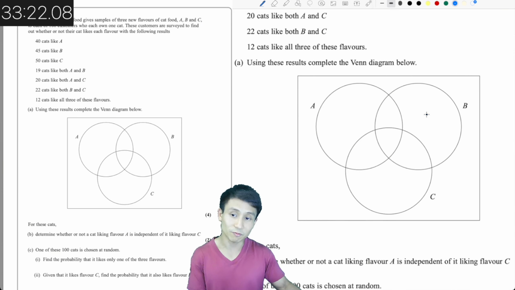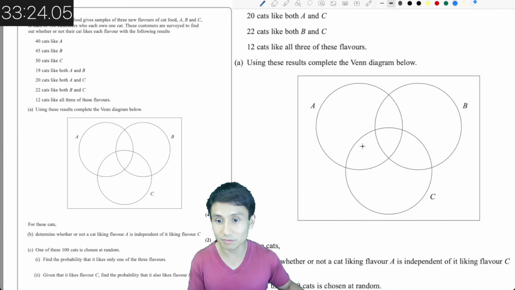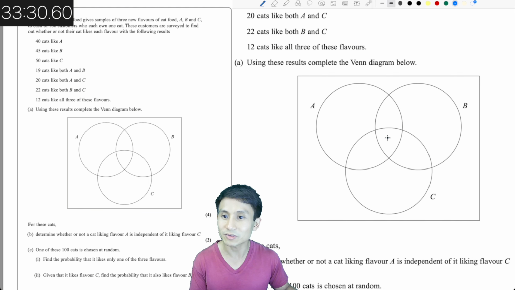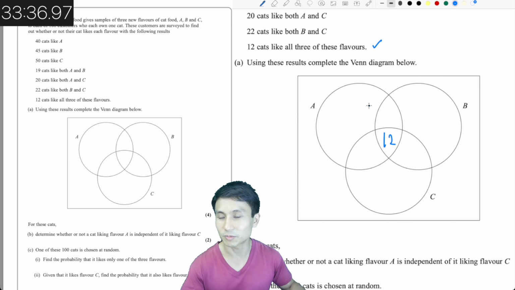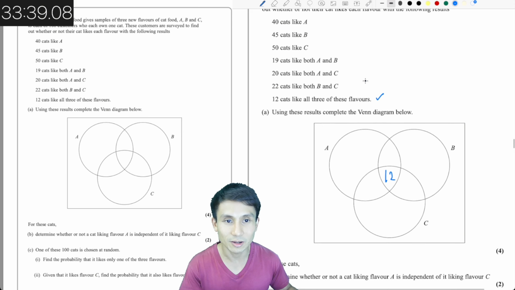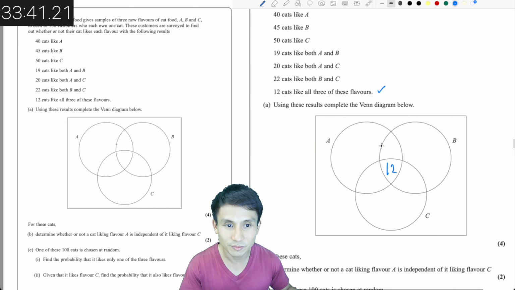Usually the technique for this Venn diagram is to fill from the most overlapped area, which is the middle here. So it says 12 cats like all 3. So we put 12 there, simply. So we use this information, so we tick. And then what? 22 cats like both B and C, yeah? So both B and C here, but we got to subtract 12 from 22, so we got 10 here. So these two add up to 22, which is B and C, right?